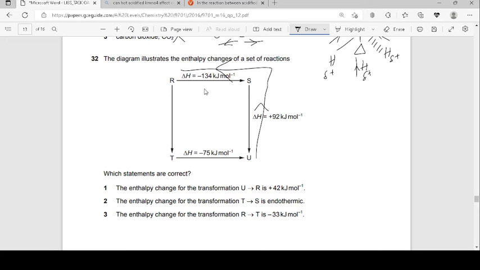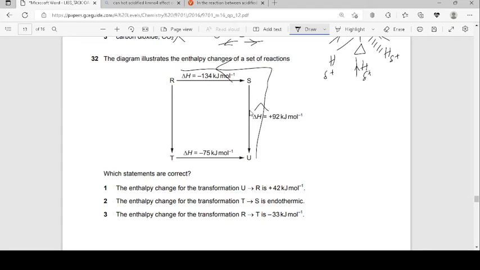Now U to R, I'm going to use this route because I do not want to use the other route, because for that I don't have the value of T to R, which I could calculate using the other ones, but I'm just too lazy to do that. So I'm just going to go like this, right? Up and then left. So U to R, over here I'm going against the direction of the arrow, right?